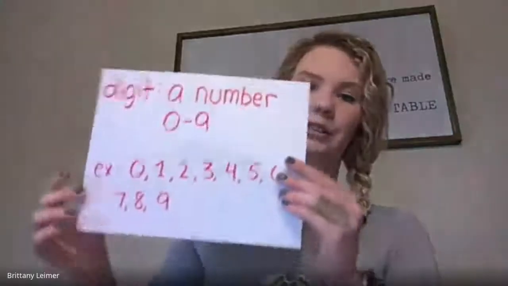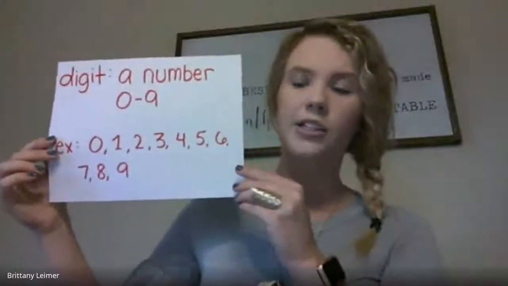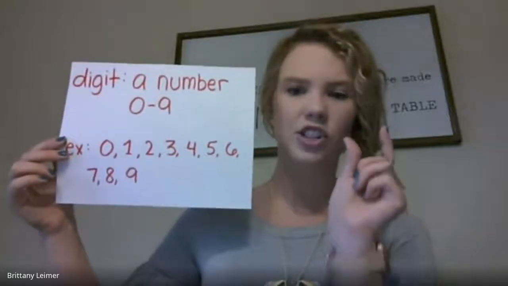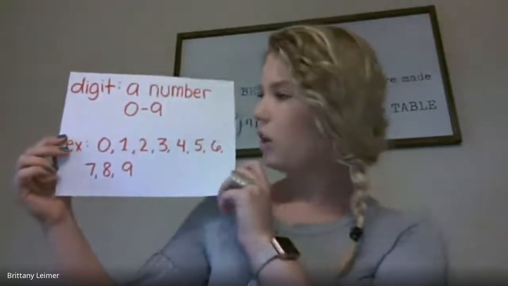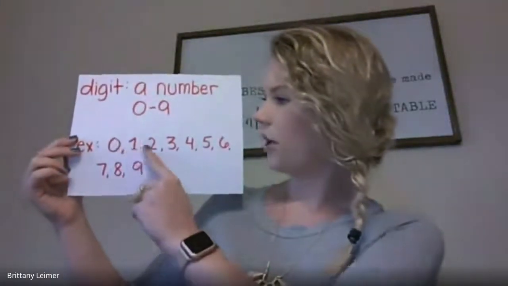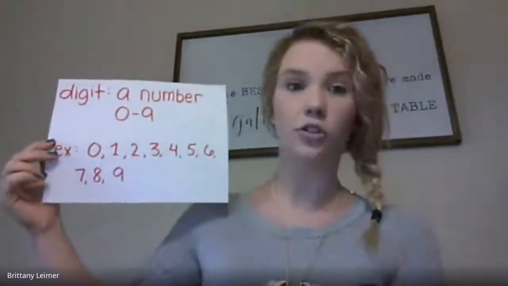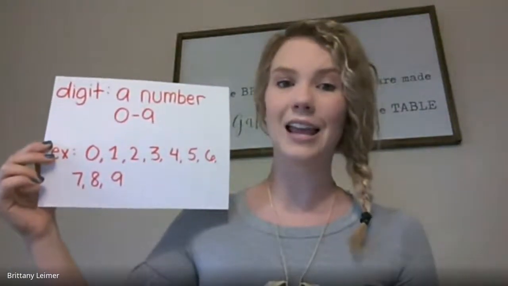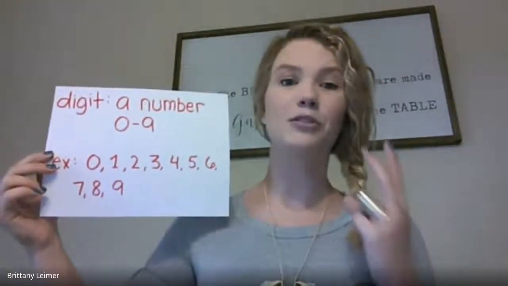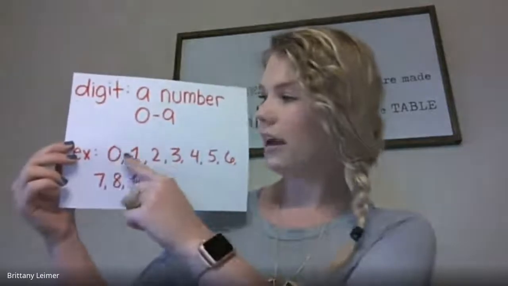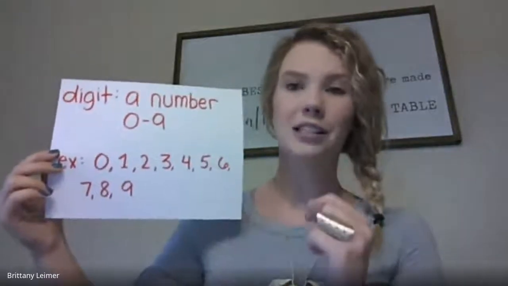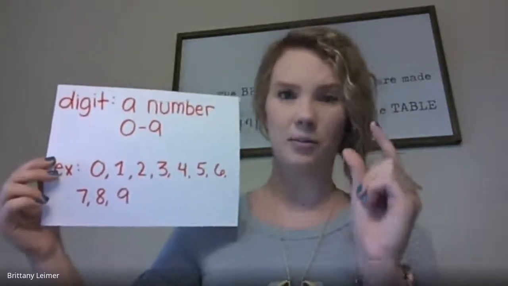Then we have a digit. So inside of those places, we're going to put digits. Digit is just a number, 0 through 9. It's that single digit number, just that one number. So all of the digits are 0, 1, 2, 3, 4, 5, 6, 7, 8, and 9. Those are the digits. Once you get to 10, that's made of 2 digits. That's 1 and 0 put together. So a digit is just those single numbers.